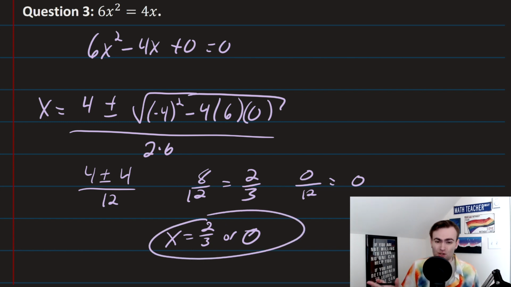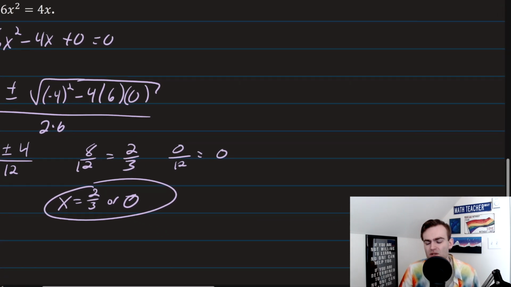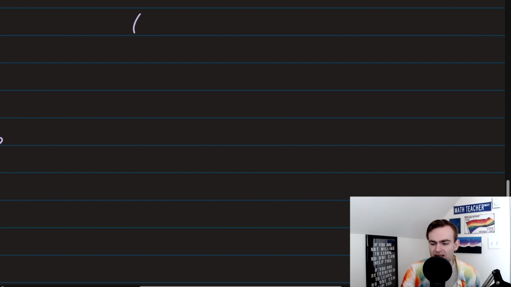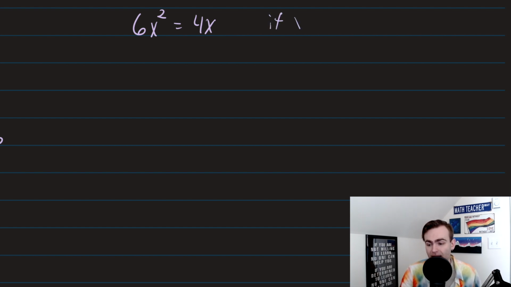So not too bad with the quadratic formula, but again, you can solve this one. So if I rewrite it over here, we had 6x squared equals 4x. Well, I can clearly see that if x is equal to 0, then it's true. So I'm going to have that one case. That is case 1. If x is equal to 0, then x is equal to 0, and that works.